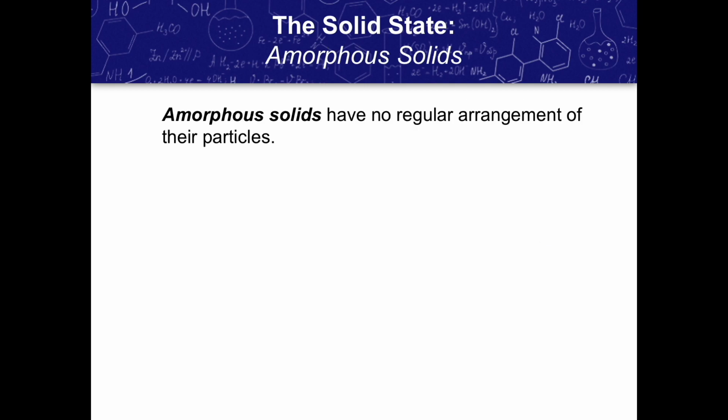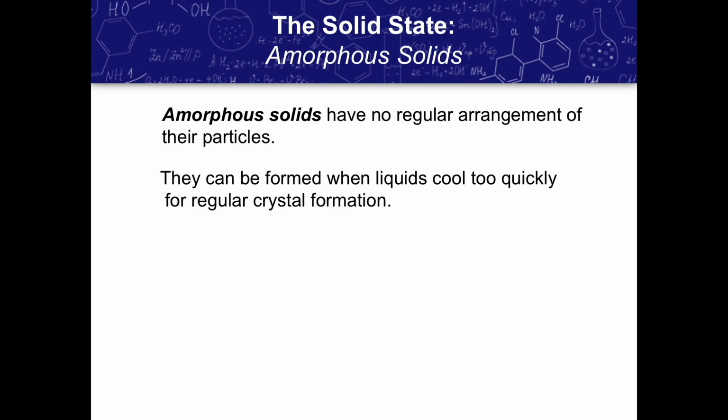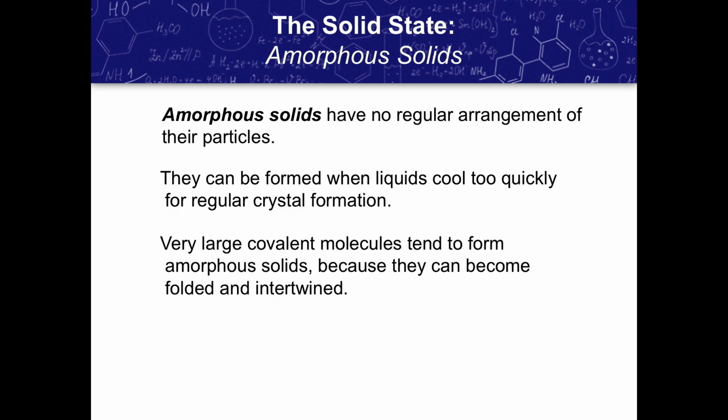Now, amorphous solids have no regular arrangement of their particles. They can be formed when liquids cool too quickly for a regular crystal to form. Very large covalent molecules tend to form amorphous solids because they can become folded and intertwined. Examples of amorphous solids would be rubber, glass, and plastic.